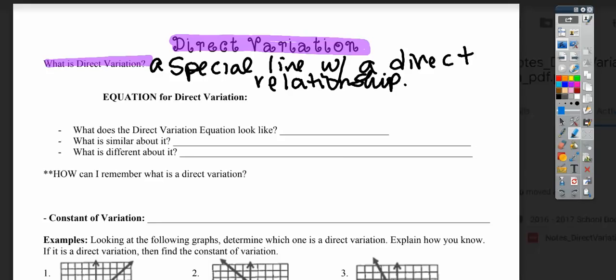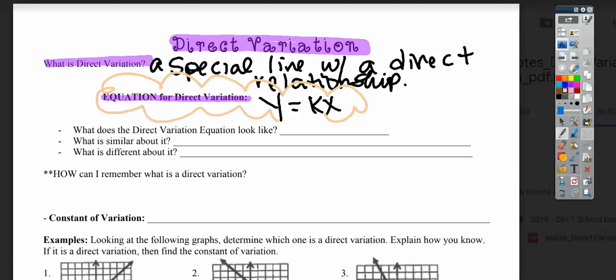Okay? So I now want you to highlight where it says what is the equation for direct variation. The equation for direct variation is y equals kx. And I want you to take a highlighter and put a cloud around that. Whenever you hear the word direct variation, you need to think y equals kx. That's the equation for direct variation. So this equation looks really similar to what? Hopefully you're all thinking y equals mx plus b.